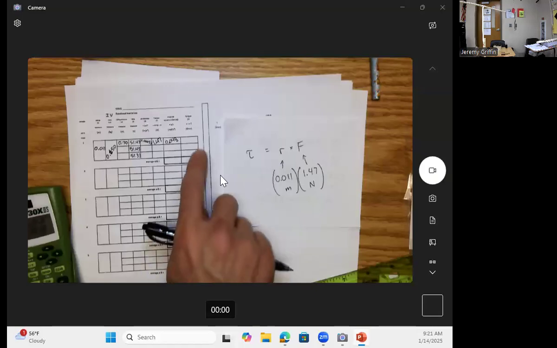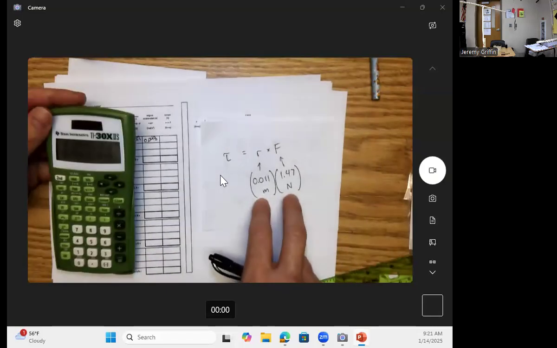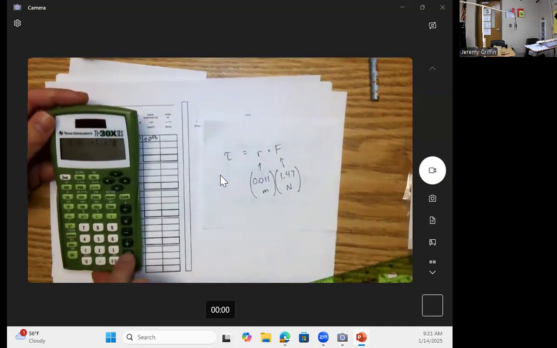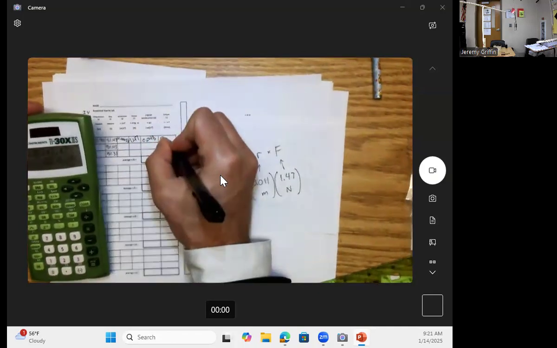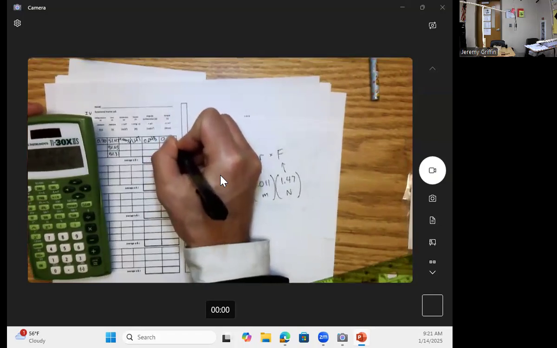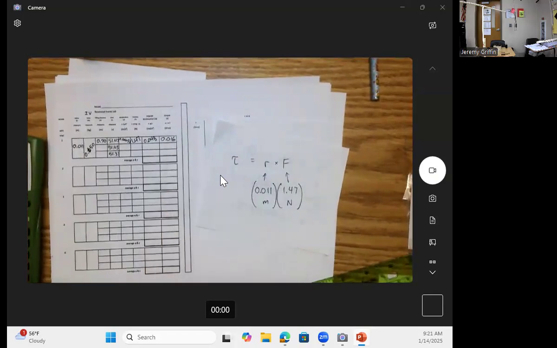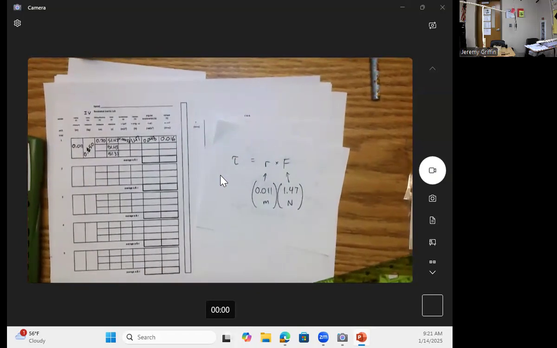Okay. So all I got to do is just make this product right here. 0.011 times 1.47 gives me 0.016 Newton meters of torque. 0.016 Newton meters of torque. Right? That's good. Okay. Everybody doing all right? All right.